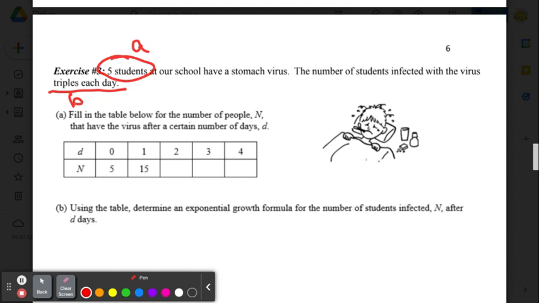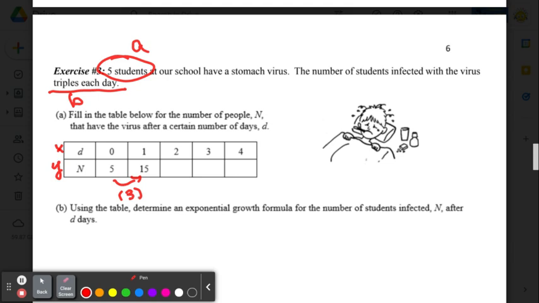So fill in the table below for the number of people N that have been infected with the virus after a certain number of days D. Here's our X, here's our Y. So at our time 0, 5 people have been infected. When something triples, it multiplies by 3. So now fill out your table.